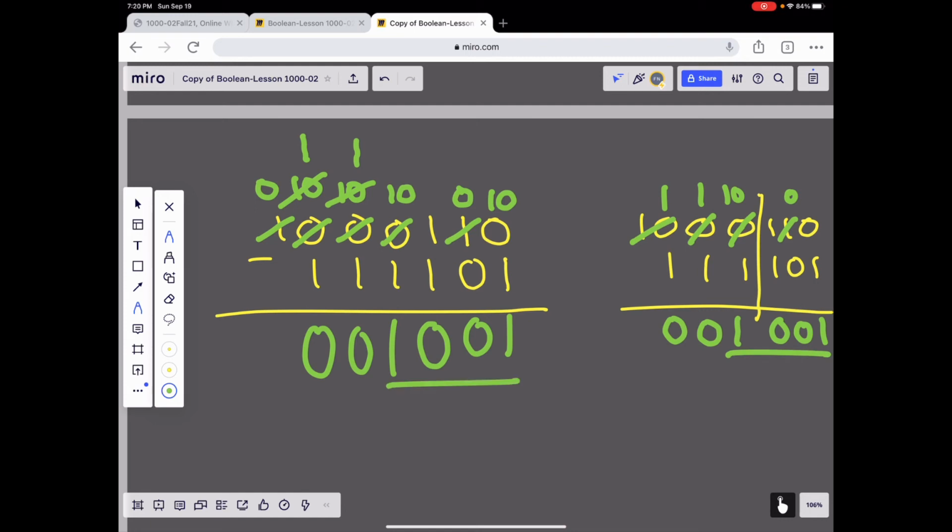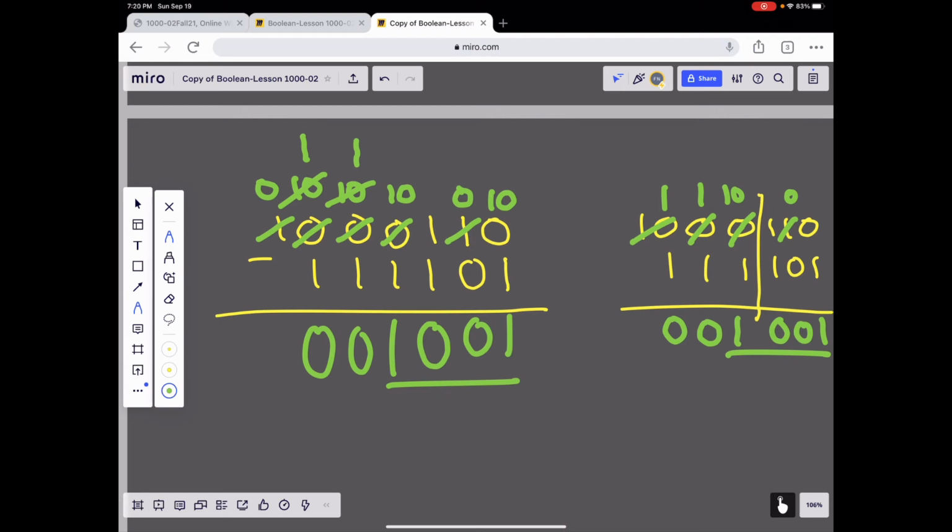Okay, so when you're subtracting binary numbers, make sure that you borrow. When you borrow 10, that means 2, you borrow 1, you have 1 left over. All right, so you have to practice on those problems and you can get used to it.